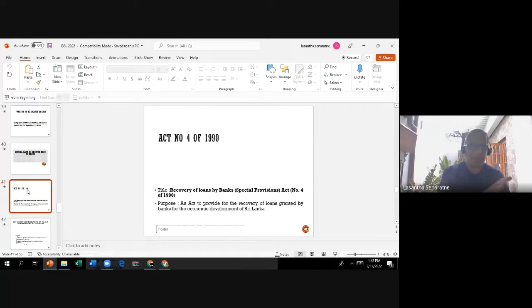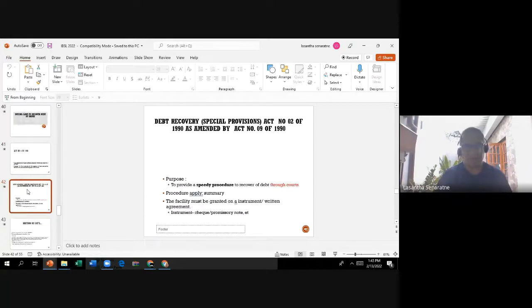Along with that act, there were certain provisions introduced. Debt Recovery Special Provision Act number 2 of 1990 as amended by Act number 9 of 1990. Purpose: to provide a speedy procedure to recover a debt through courts. Now, Parate auction is not a court procedure. But here it goes through the courts. Procedure called summary. I told you that the previous one is money recovery.